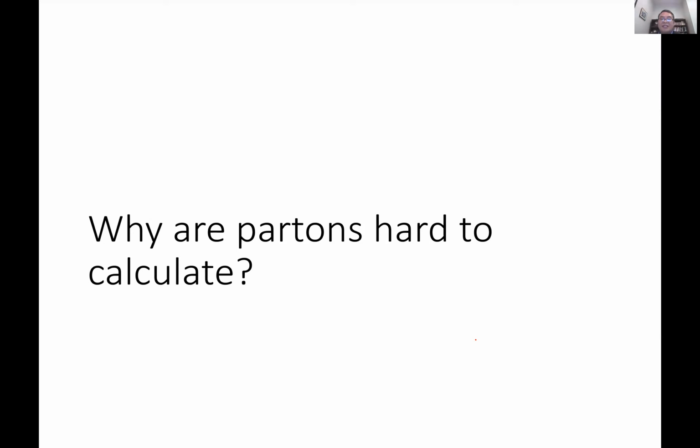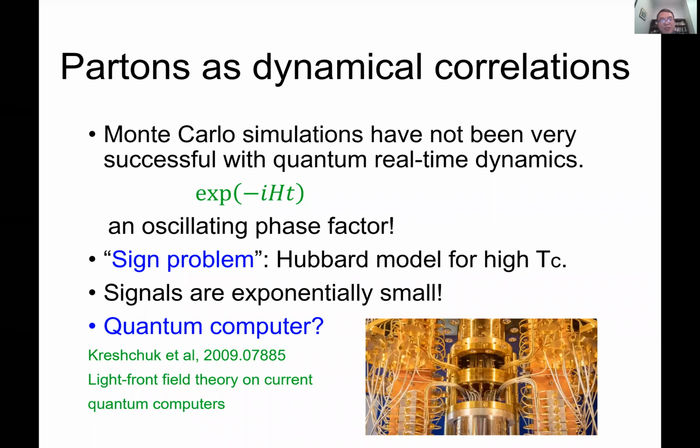As I said, the parton distributions are light cone correlations. They depend on time, and when you have a quantum system with real-time dynamics, it involves operators like exponential minus iHt, and this is an oscillating phase factor. Therefore, this is a kind of kiss of death for Monte Carlo simulation, where you have oscillating phase factors. It's also called the sign problem.